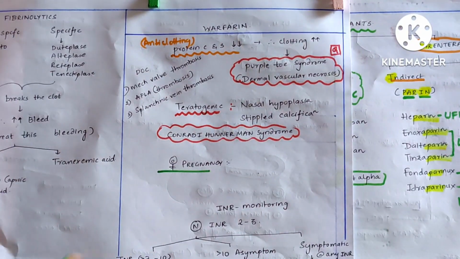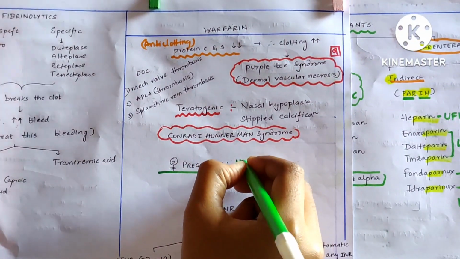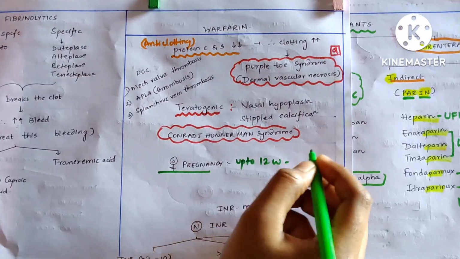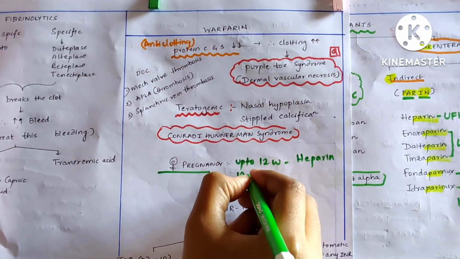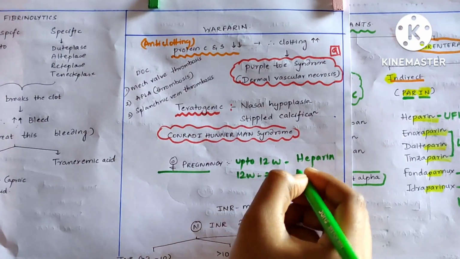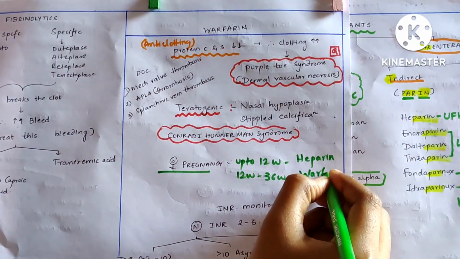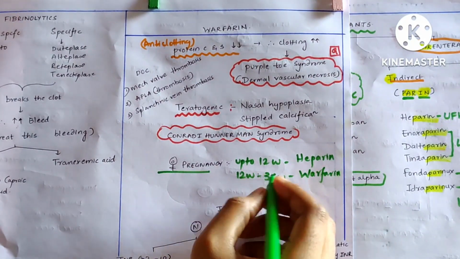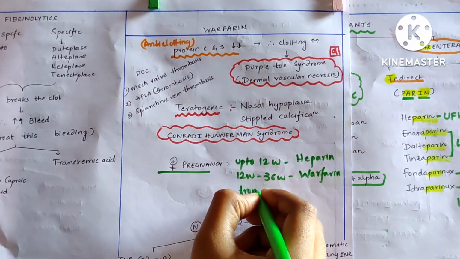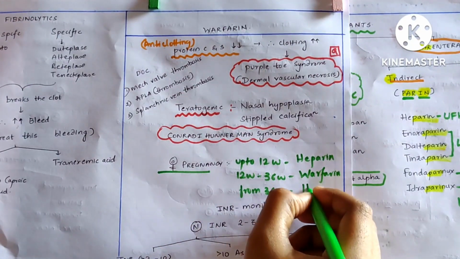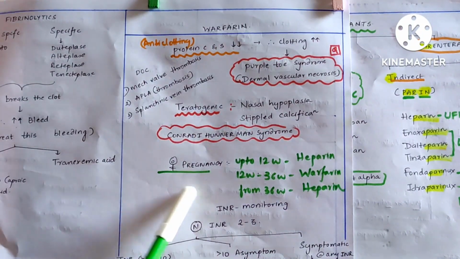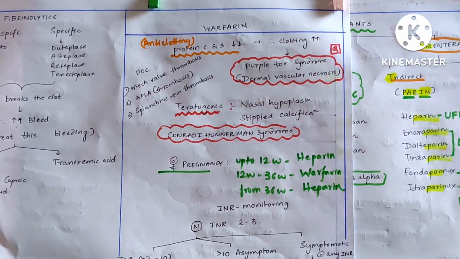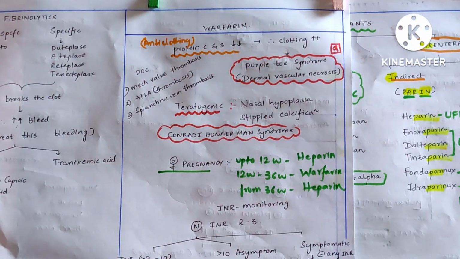So this takes us to the important part, when to use warfarin in pregnancy, because it is teratogenic, right? So up to 12 weeks you should not use warfarin because that is the embryogenesis, the organogenesis phase, right? So you should not use warfarin because it causes stipple calcification. So up to 12 weeks make use of heparin. From 12 to 36 weeks, that is during the second trimester region, you can use warfarin, and from 36 weeks again you have to shift towards heparin. Heparin, warfarin, and heparin.